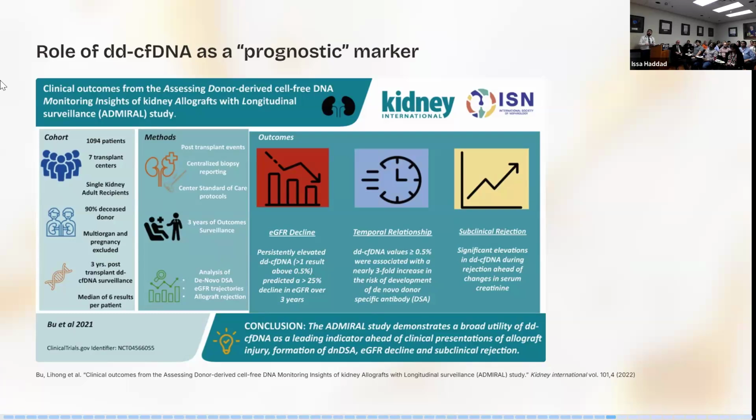When they looked at the temporal relation, they saw that any value of donor-derived more than 0.5 was associated with a 3-fold increase in development of de novo DSAs, and significant elevations of donor-derived cell-free DNA during rejection ahead of changes in serum creatinine. So they noticed that there is an earlier increase in donor-derived cell-free DNA compared to the creatinine that lags behind.